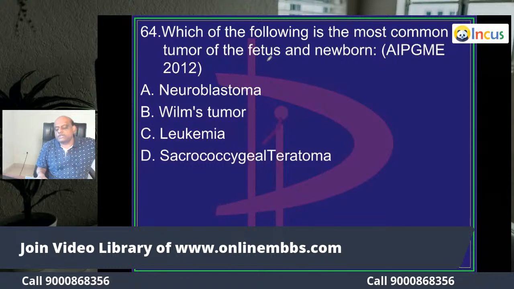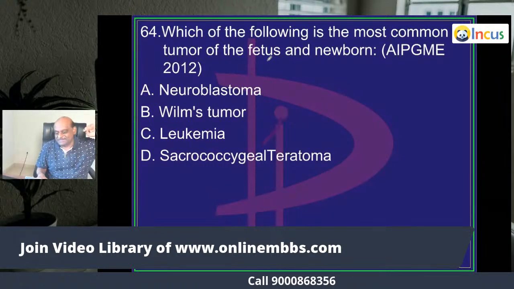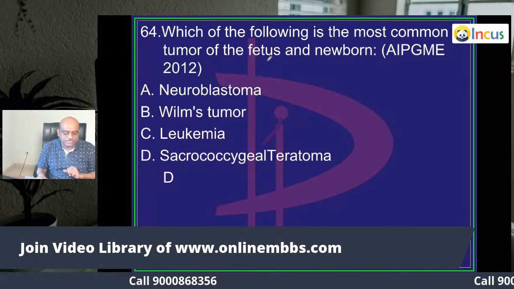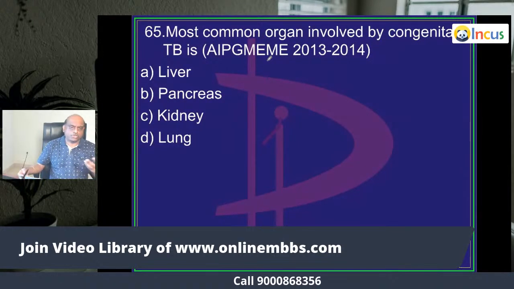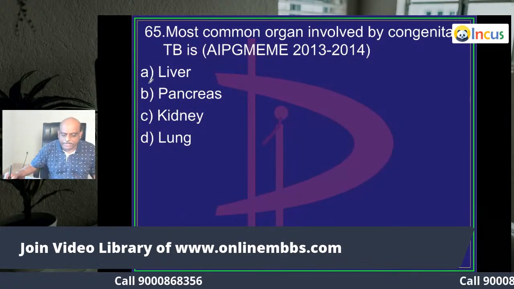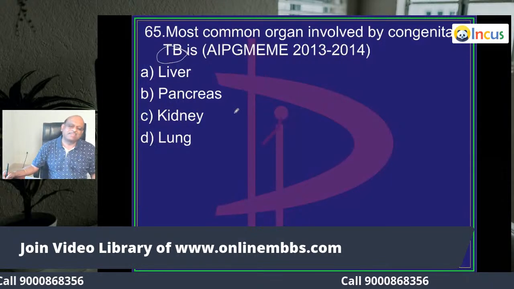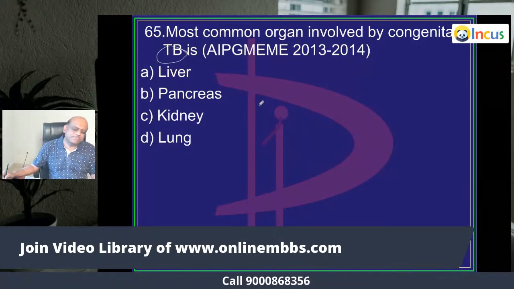What is the most common tumor in the fetus and newborn? If you include fetus, sacrococcygeal teratoma. The most common organ in congenital TB: some books say lung, some say liver.